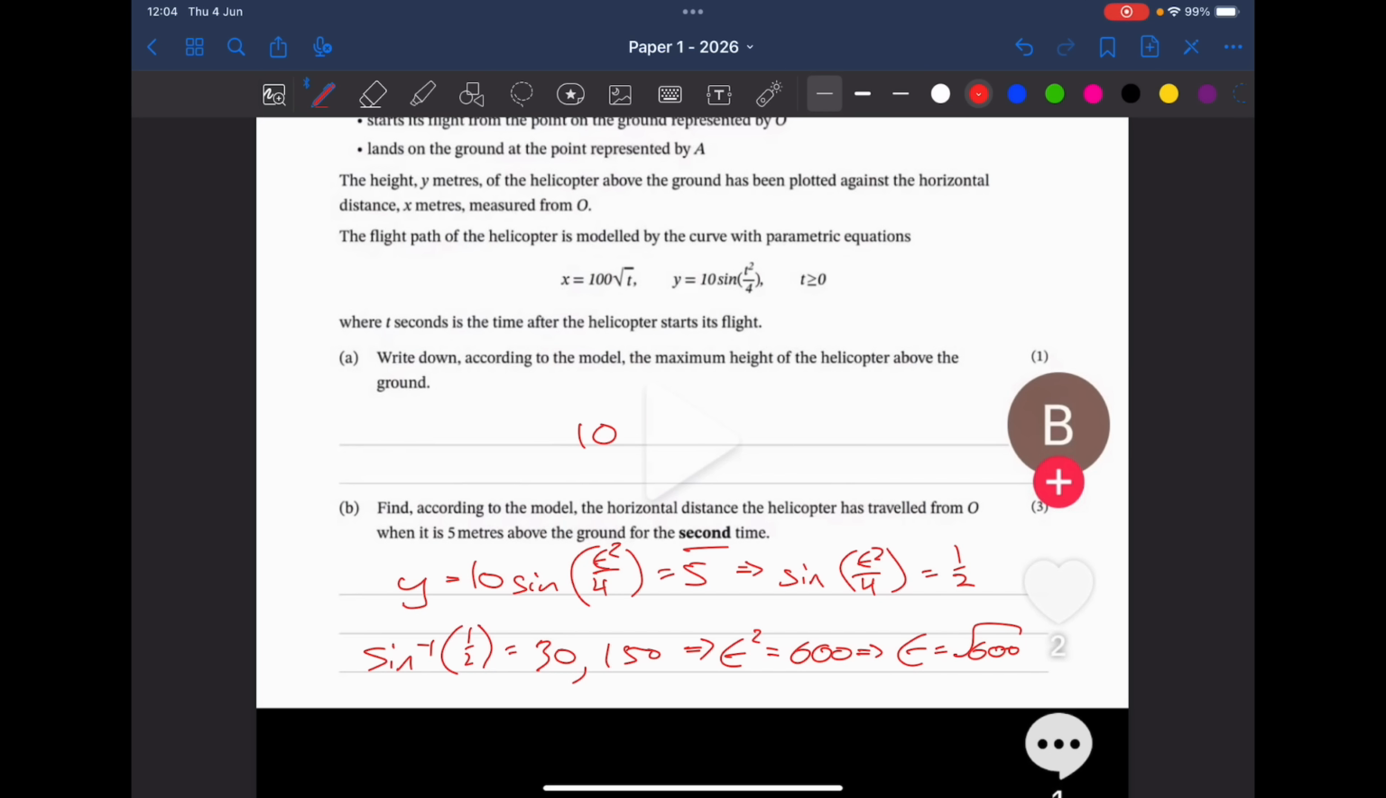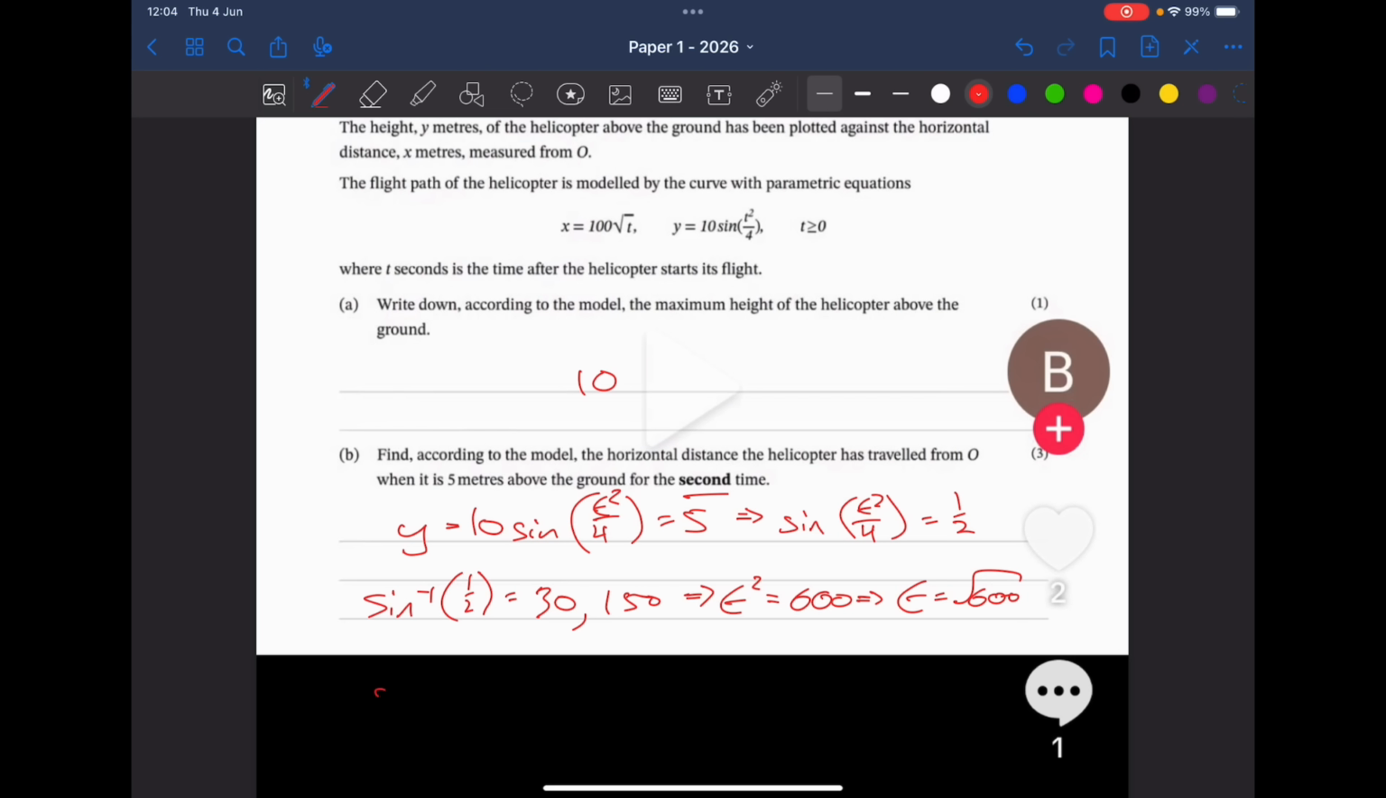What did we want? Horizontal distance. So now we have that time, we just plug it back into here. So x is equal to 100 times the square root of t. t is already square rooted, so we need the fourth root. So it's times 600 to the power of a quarter. If we get decimals for that, 100 times 600 to the power of 0.25, I get 494.